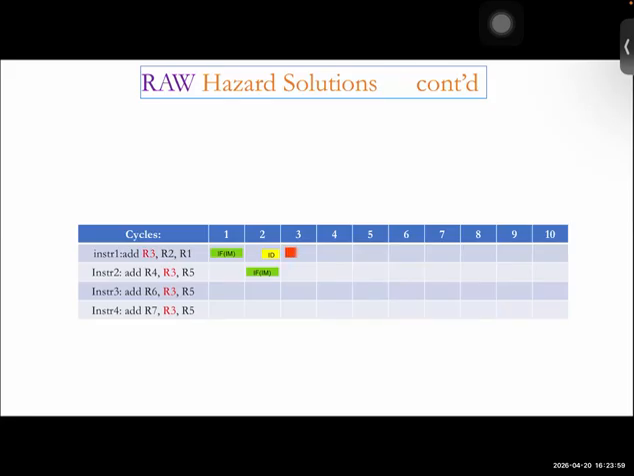At the third cycle, instruction 1 is executed by the ALU. That means the ALU takes input 1, which is R2, and input 2, that is the source 2 operand, which is R1, and the ALU performs the add operation.